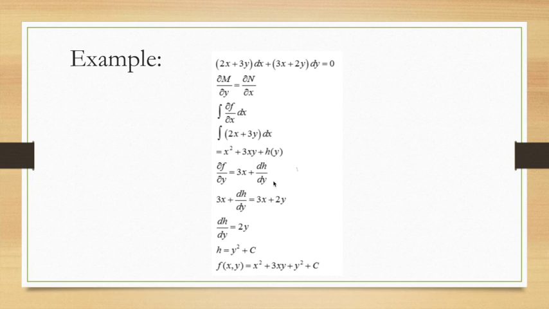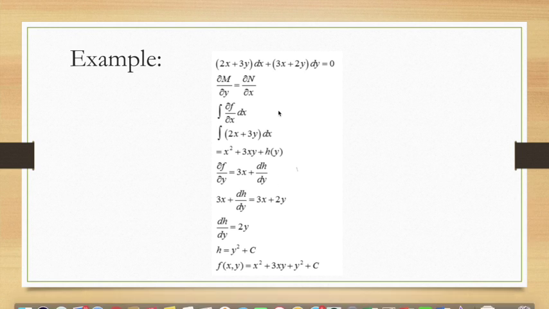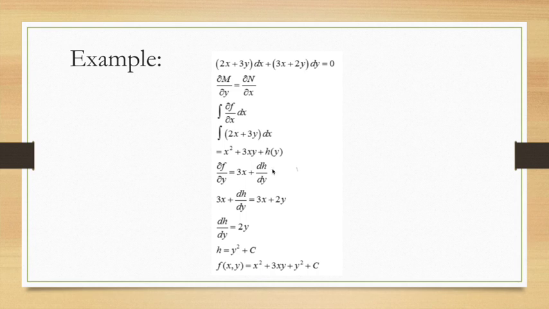Then after that, we want to know what h is. Then we just take the integration of 2y. We get y squared plus c. Therefore, we know that f(x,y) is equal to x squared plus 3yx plus y squared plus c.